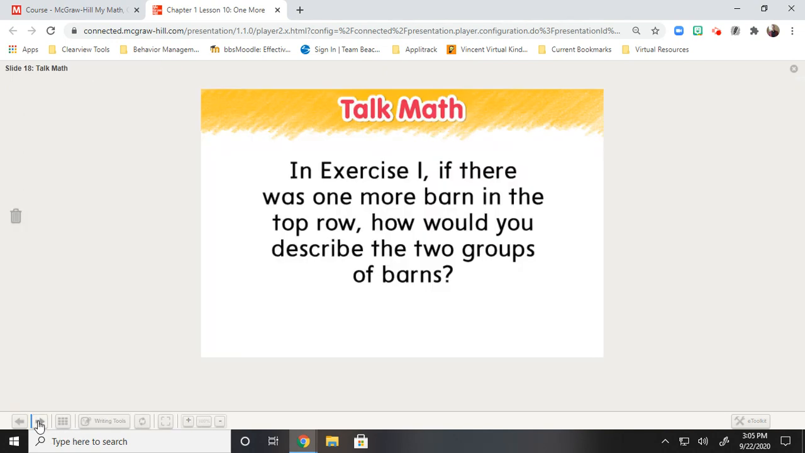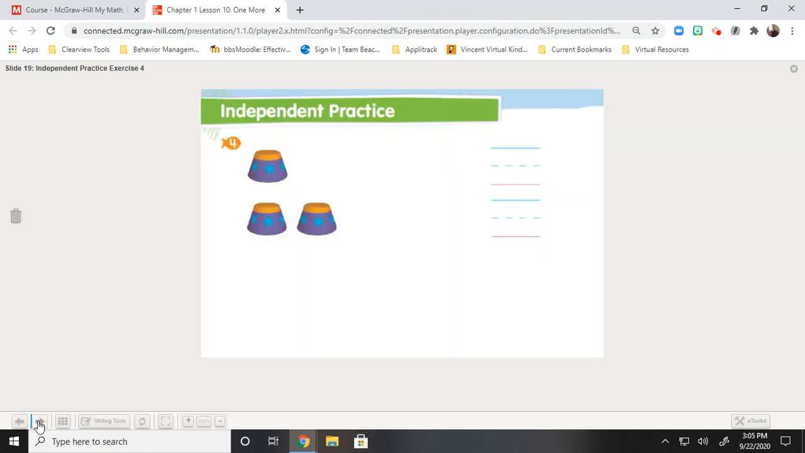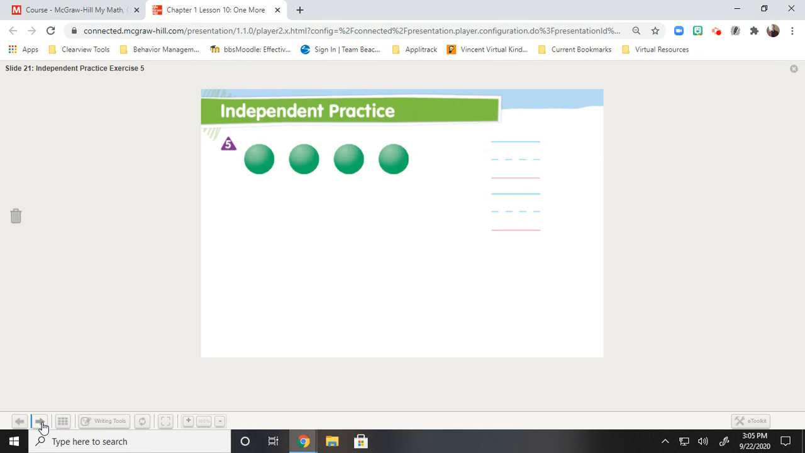So now it's going to be up to you. You guys are going to need to practice this. And these are just some of the examples of what you're going to be doing.